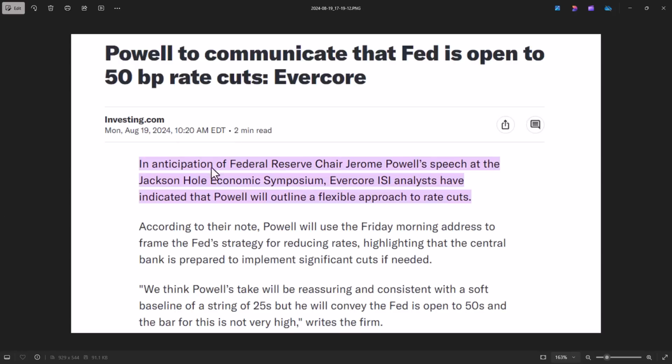Now, this came out today at 10:30. In anticipation of Fed Reserve Chairman Powell's speech at the Jackson Hole Economic Symposium, Evercore analysts have indicated Powell will be flexible on approach to rate cuts. Now, I always find this fascinating because doesn't this stuff always leak right before he speaks? So what they do is they drip this stuff out, they see how the market reacts to it, and then they make a decision whether or not they're going to say those things. Guess what? The market responded very favorably to this, that he's open to 50 basis points and that the bar is not very high. Evercore drips it out. Market goes higher based upon that. So now all of a sudden the Fed is being very accommodating to the market.